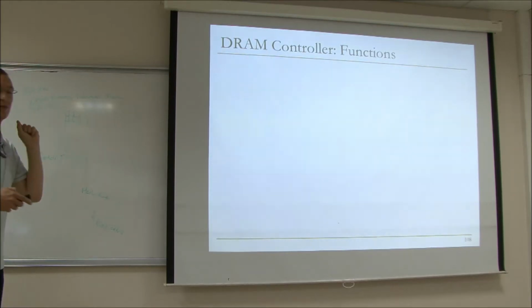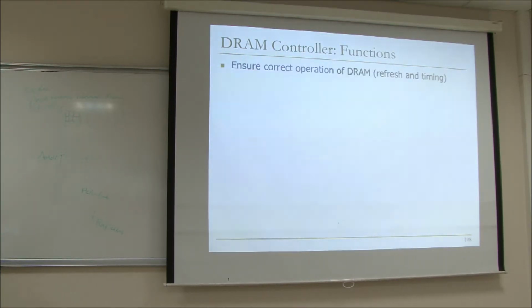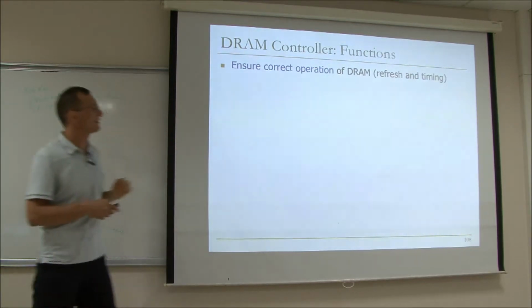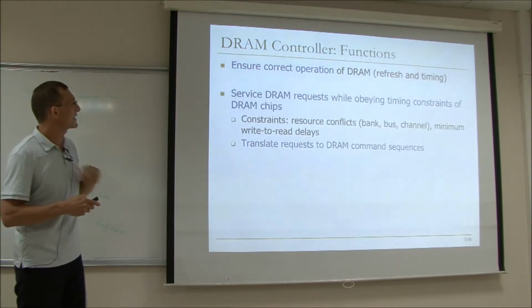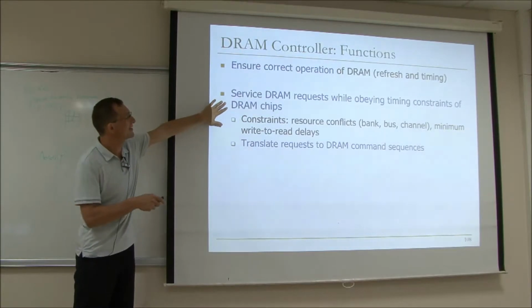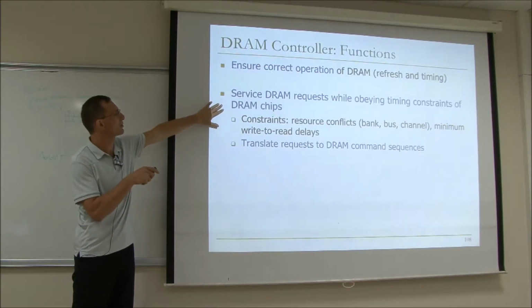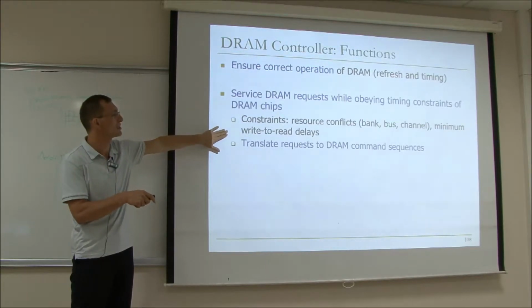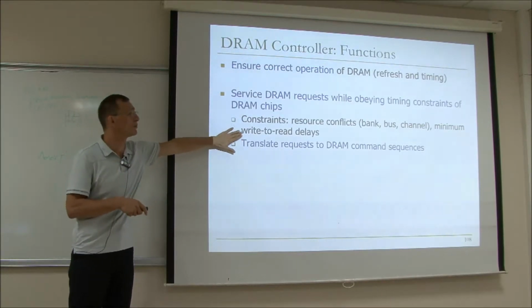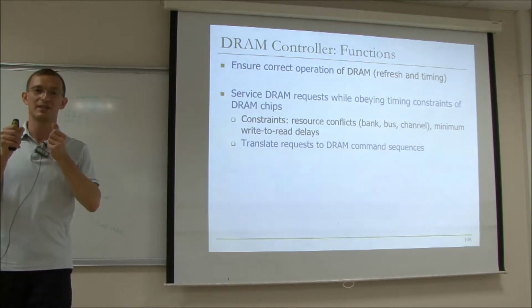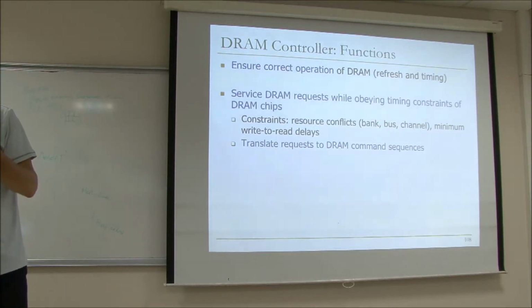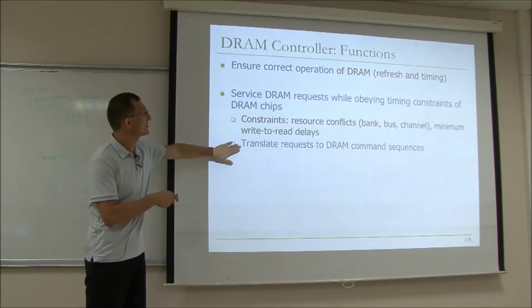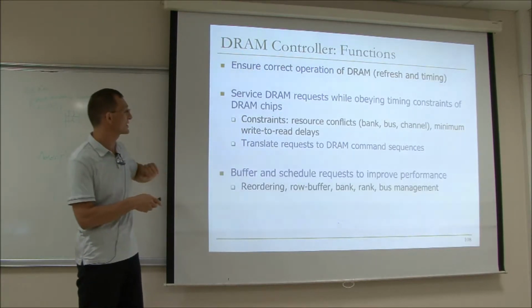So what are the functions of a controller? Whenever you design a DRAM controller, you need to ensure correct operation. That's number one, right? Refresh and timing. Second, you need to service DRAM requests while obeying the timing constraints, while ensuring the correct operation. And there are many constraints: resource conflicts, bank, bus, channel conflicts. There are minimum write-to-read delays. You cannot issue a read so many cycles after you issue a write, because the bus needs to stabilize. The DRAM controller needs to translate requests to DRAM command sequences.